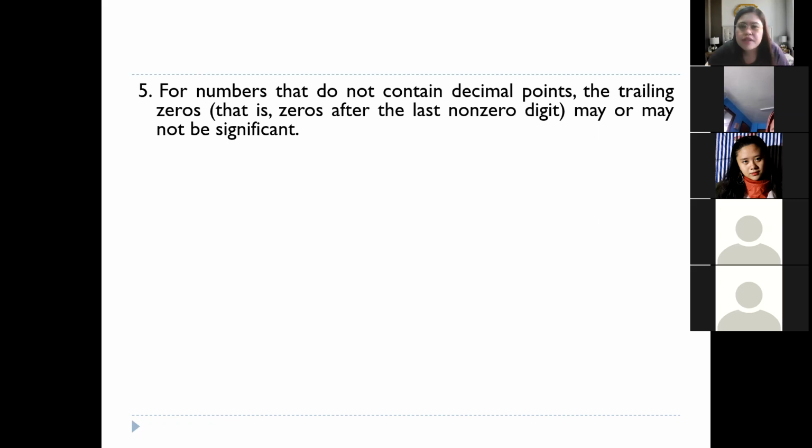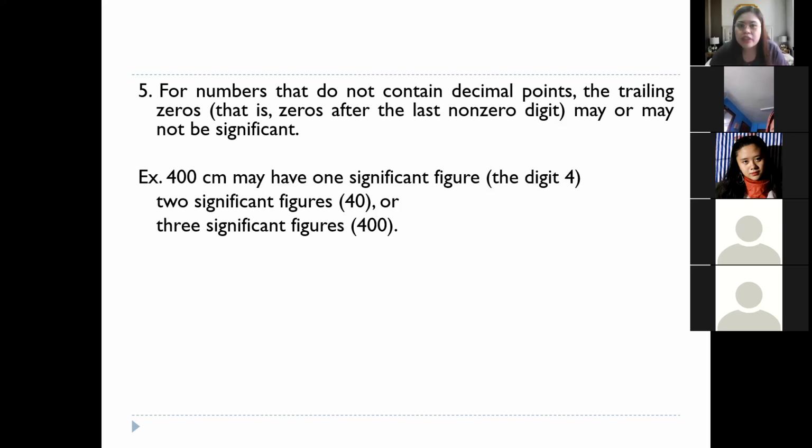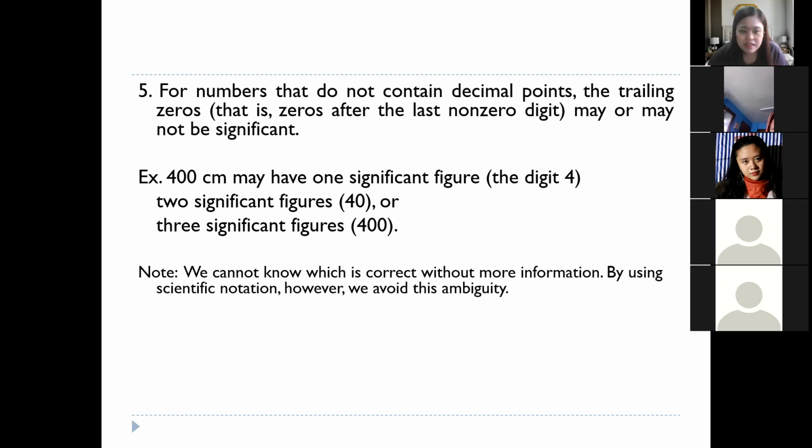Ito kasi, for numbers that do not contain decimal points, the trailing zeros or yung zeros na nasa huli may or may not be significant. Yun talaga yung nasa rule class. Pwedeng significant, pwede ding hindi. But for us to be uniform, if meron tayong trailing zeros tapos wala tayong decimal point, let's not count it na lang as significant. Okay? Again, ang tandaan na lang ninyo, if we have trailing zeros but we don't have the presence of the decimal point, let's not count them as significant.